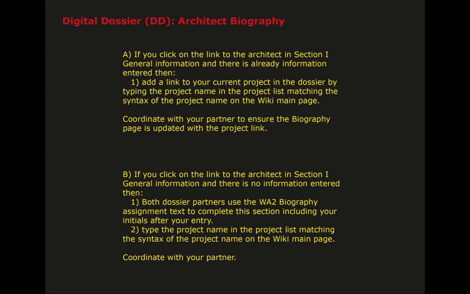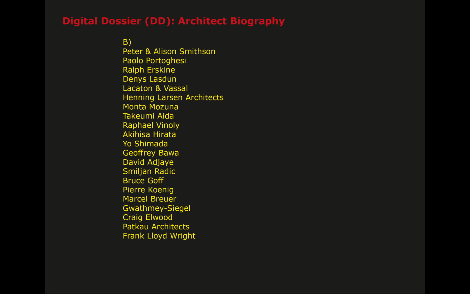The second step, as with the first group, is to connect the project by adding a project list at the bottom that matches the syntax of the project name on the wiki main page. You can look at examples within the wiki in order to see how this works. So if your architect is on this list, then they are new to the wiki and they will need their biography added in addition to the project link.